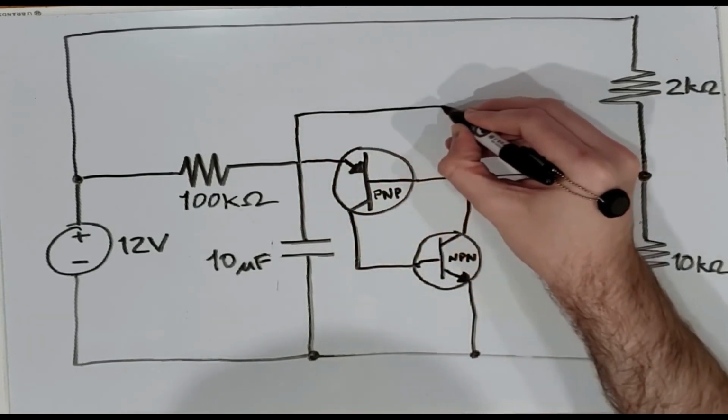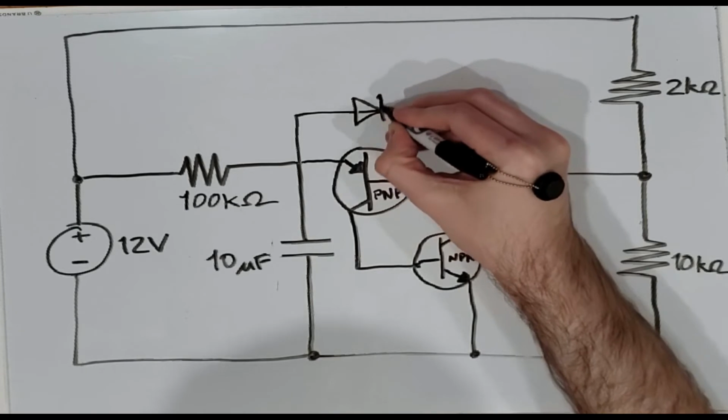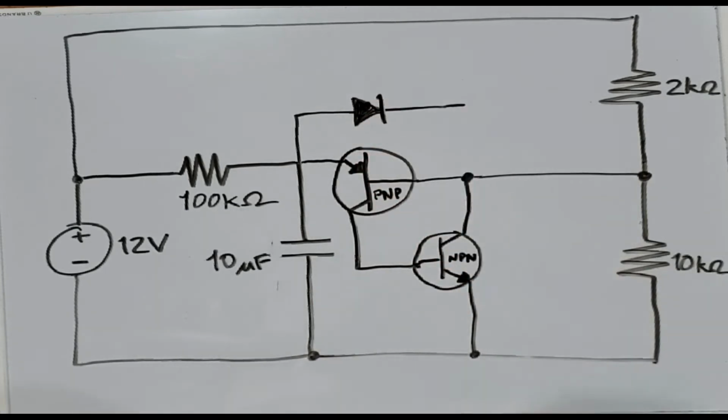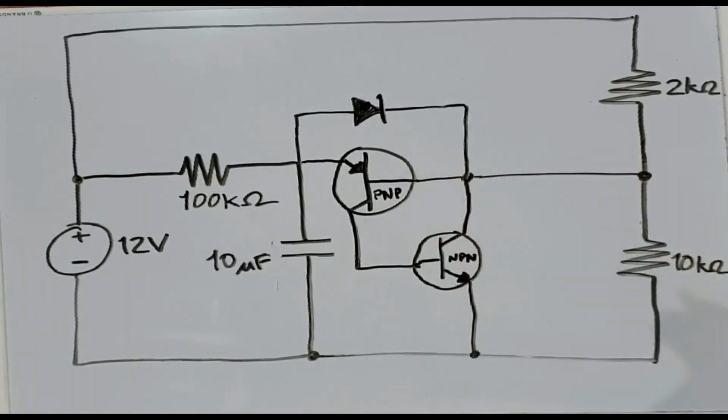So current will only flow through this diode during discharge. To predict what happens next, we're going to need to think about the voltage drop of the diode itself and the base emitter semiconductor in the PNP transistor.